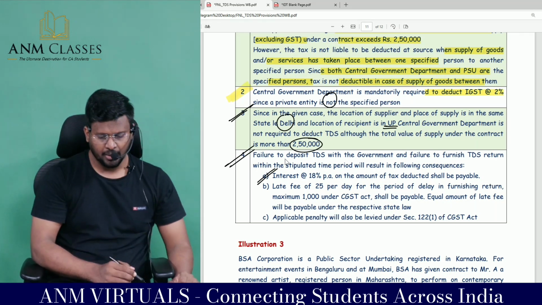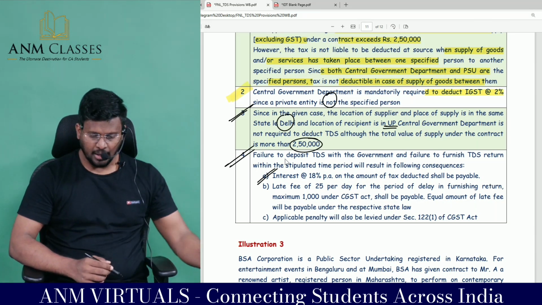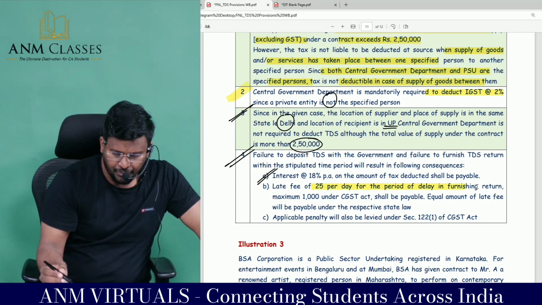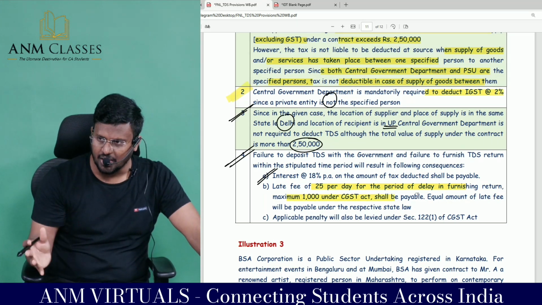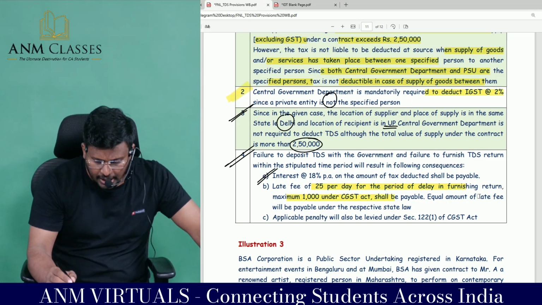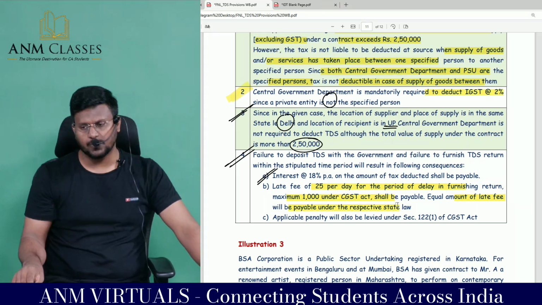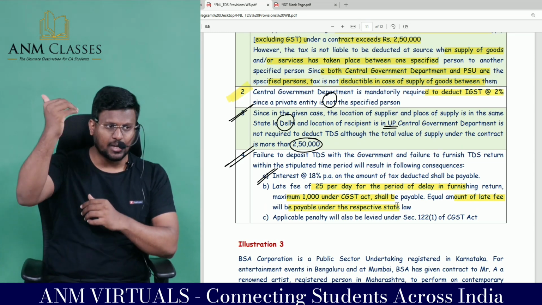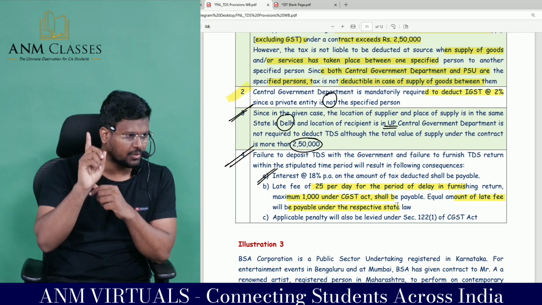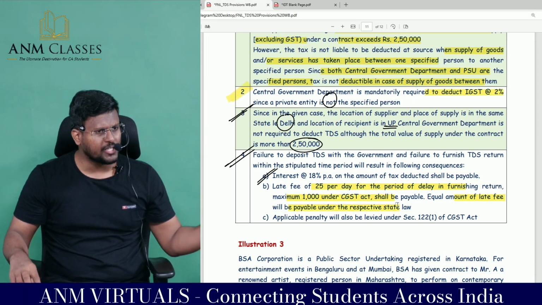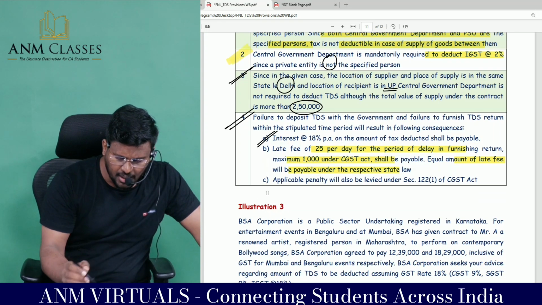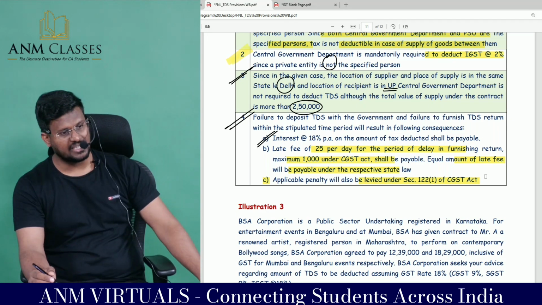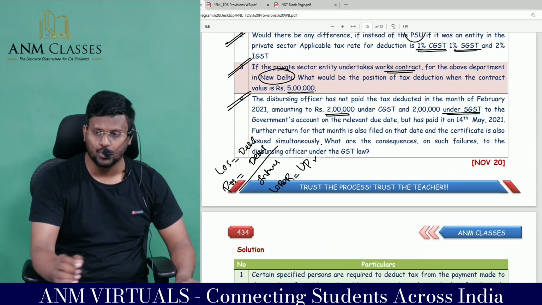Interest at the rate of 18% on the amount of tax deducted shall be payable. Late fee for the period of delay in furnishing the return, maximum 1000 under the CGST Act, shall be payable. An equal amount of late fee will be payable under the respective state law. That means, sir, under the CGST Act, 25 rupees per day up to a maximum of 1000, and also 25 rupees per day under the SGST Act, subject to a maximum of 1000. And applicable penalty will also be leviable under section 122(1) of the CGST Act. These are the consequences you are supposed to face.